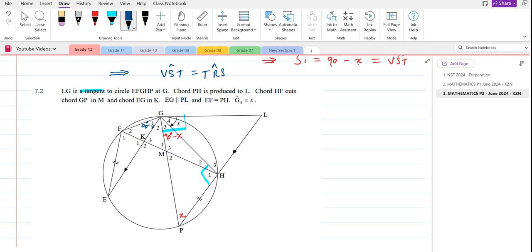Angle G1. Anyways, chord HF cuts the chord GP and EG is parallel to PL. Now we have to use the parallel lines to get somewhere. We got angle P to be x, so angle G2 will also be equal to x because of parallel lines. Where else was x? X was here. Now we got an x there. Will this help us to get an x there? So I've got one x, I've got another x here. Where's the third x?